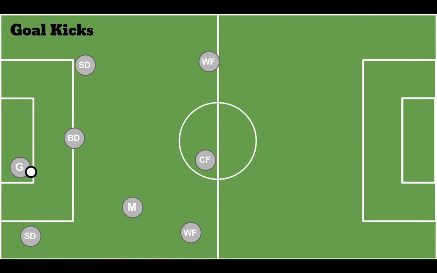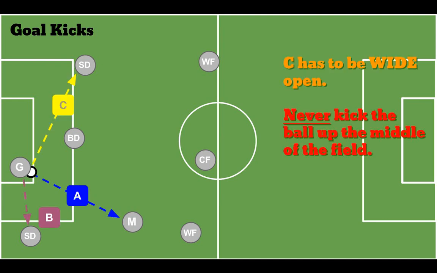What is our ABC approach? Well, our A is, again, a longer kick forward. B is a safe kick, a short kick to the side, to the near side. C is going all the way across the field. Now let's talk about this for a second.